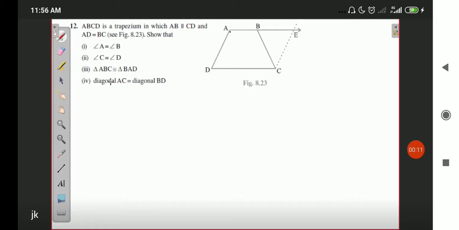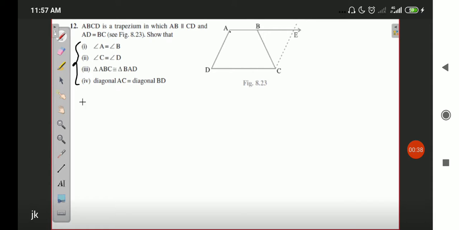This is the last question of your exercise, question number 12. I hope you can write down given and to prove by yourself. Given is ABCD is a trapezium with AB parallel to CD and AD and BC as equals. And secondly, you have to write down to prove. These are all the 4 proofs that you have to do.